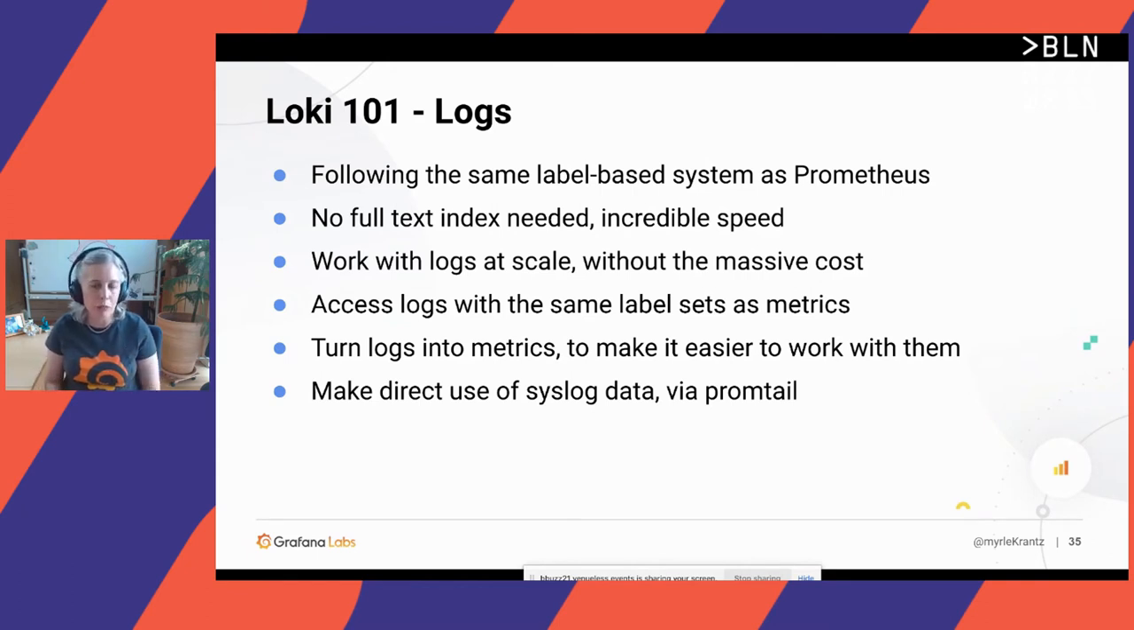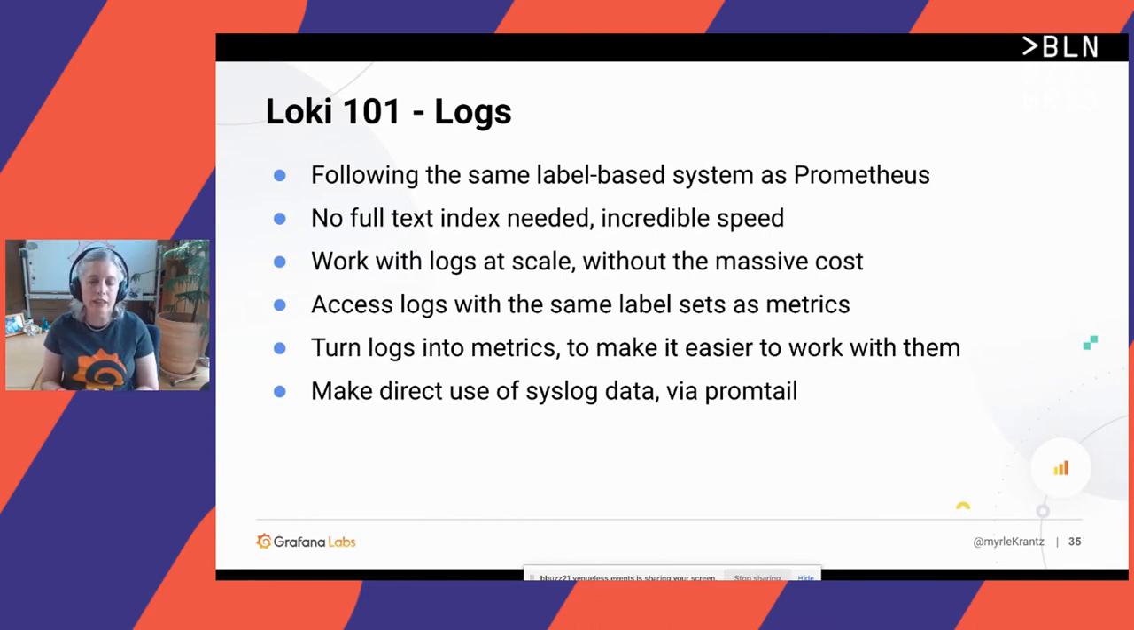If it comes from the same service, then it will have the same labels. This makes the information cross-referenceable, which can be very, very useful in the middle of an incident. So let's say you see a spike and now you want to look for all of the logs within the timeframe around that spike. You can do that by using the same query that you use to look at the spike.